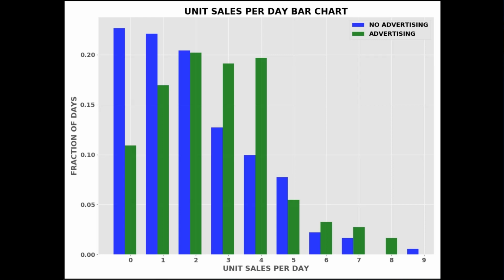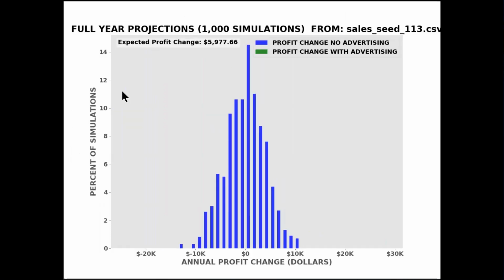We can measure the fraction of days with 0, 1, 2, or more unit sales with advertising, the green bars in the plot shown, and without advertising, the blue bars. With these fractions, we can simulate the business with and without advertising. The bar chart shows the results for 1,000 simulations of a year of business operations.